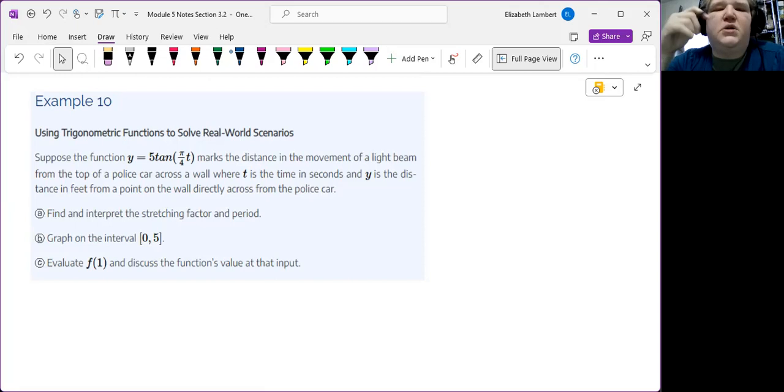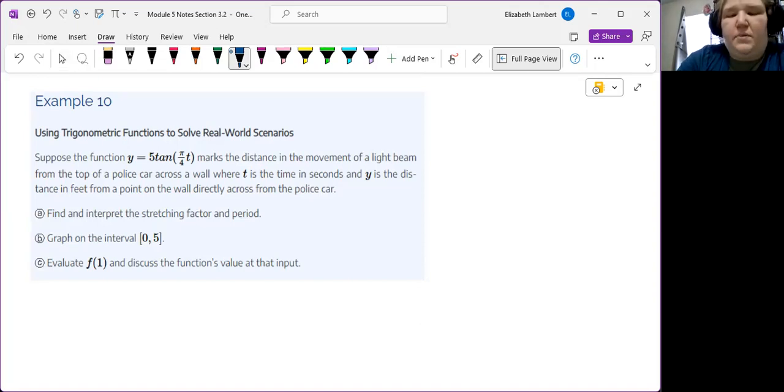So we have a function, y equals 5 tangent of pi over 4t. This is going to mark the distance in the movement of a light beam from the top of a police car across a wall, where t is our time in seconds, and y is the distance in feet from a point on the wall directly across from the police car. All right, so I'm going to go with a kind of vertical picture here.